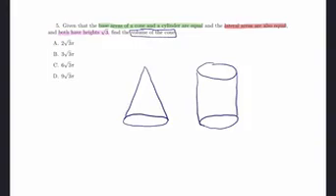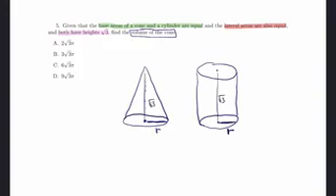Okay, so the base areas of a cone and a cylinder are equal. That's what we're first given. So base area, we're talking about these little circles that we see. Now, if these areas are equal, it also should be the case that their radiuses are equal as well. So I'm going to say that this is r, and this is also r. They're equal.